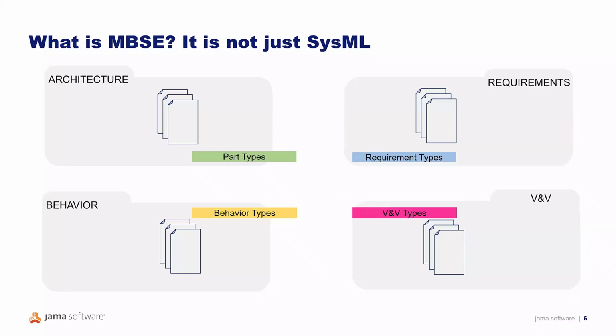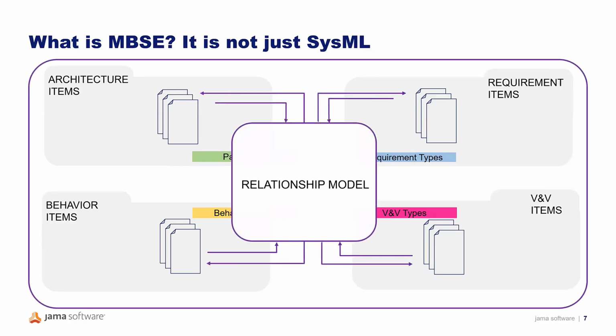I've tried to draw this in a picture. So here you can see the different types of data that you might have, but we all know that you can't look at architecture without seeing how it ties to behavior. You can't do verification without seeing how it ties to requirements. All of these different disciplines tie themselves together, and they tie themselves together with relationships.